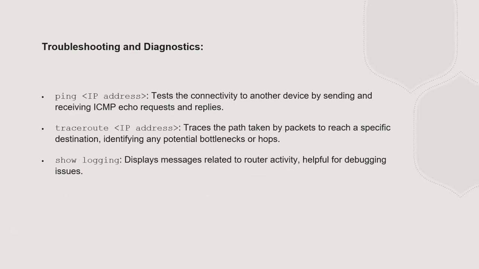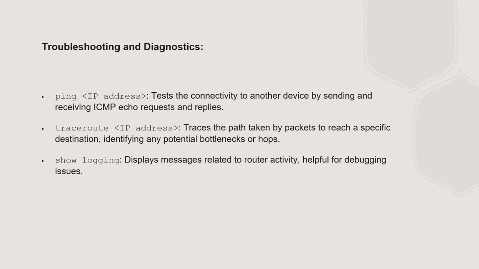For troubleshooting and diagnosing, in case you want to test if any terminal is not working or any interface is not working, ping is a very powerful command. There's another command, traceroute, which is used by giving the IP address after the traceroute keyword, and then it traces the path taken by the packet to reach a specific destination, and you identify any potential bottleneck or hops which are not working. Hops means any computer or any switch or any network router which is not working.